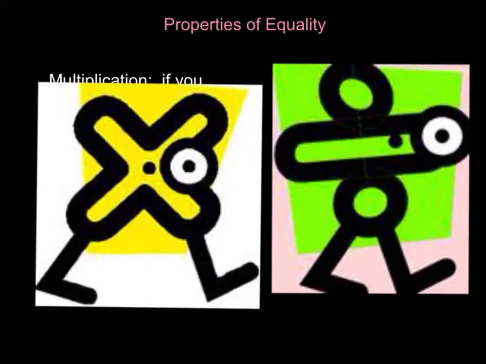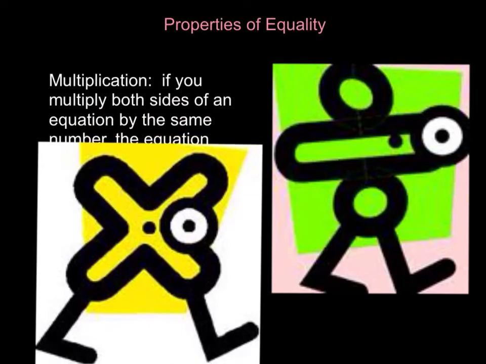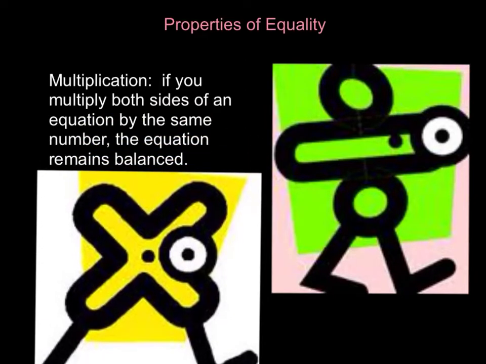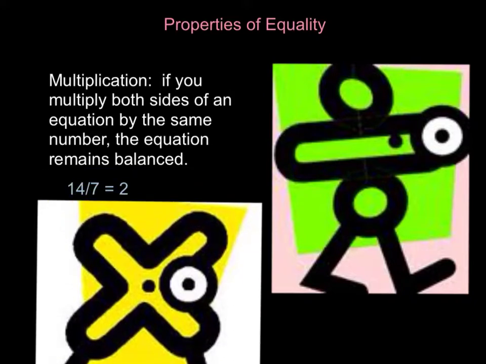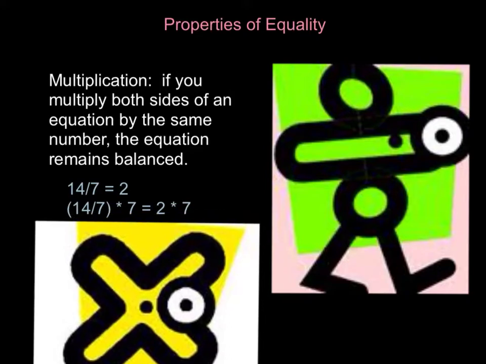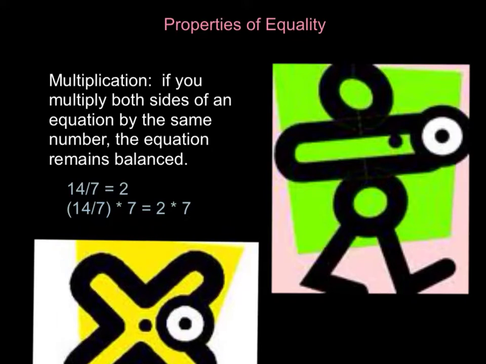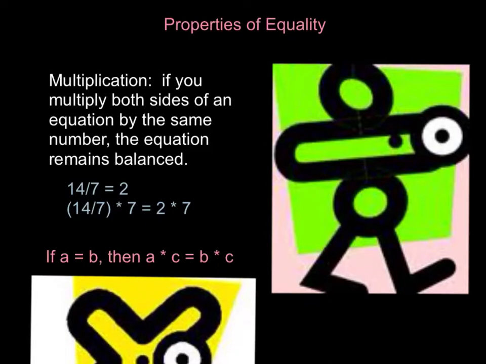The multiplication property of equality states that if you multiply both sides of an equation by the same number, the equation remains balanced. An example of this would be if we have 14 divided by 7, we know that's equal to 2. If we multiply both of the sides of our equation by 7, 14 divided by 7 is 2 times 7 equals 14. We evaluate the right side of our equation, 2 times 7, that is also equal to 14. Algebraically, this looks like if A equals B, then A times C equals B times C.